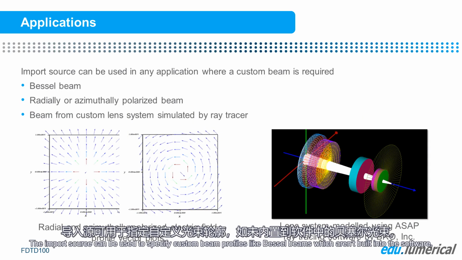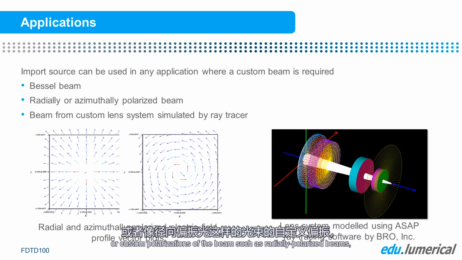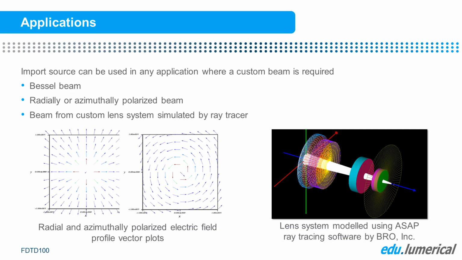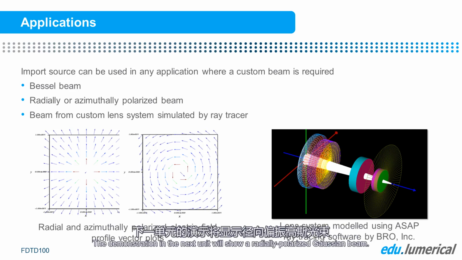The import source can be used to specify custom beam profiles like Bessel beams which aren't built into the software, or custom polarizations of the beam such as radially polarized beams. So it can be used in the same type of applications where a Gaussian source is used. The demonstration in the next unit will show a radially polarized Gaussian beam.